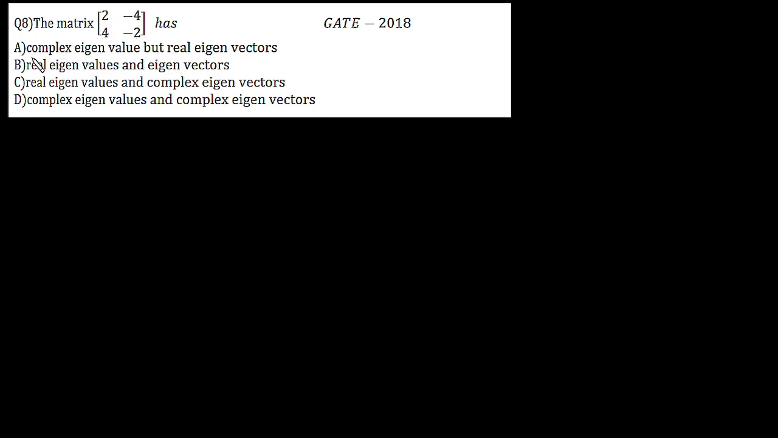eigenvalue and eigenvector. Option A gives the statement complex eigenvalue but real eigenvector. Option B says the real eigenvalue and eigenvector. Option C says a real eigenvalue and complex eigenvector. Option D says a complex eigenvalue and complex eigenvector. For checking these four statements, we first of all have to find the eigenvalue and eigenvector of this matrix, and then we can say about the eigenvalue and eigenvector.